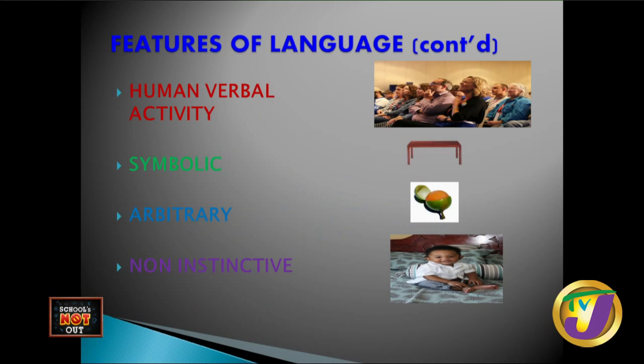When we talk about language being human verbal activity, what are we talking about? This means, students, that only humans can have that range of utterances. So, unlike animals, we are able to ask questions, we are able to command, etc. Right? So only humans have this ability to create these complex utterances.